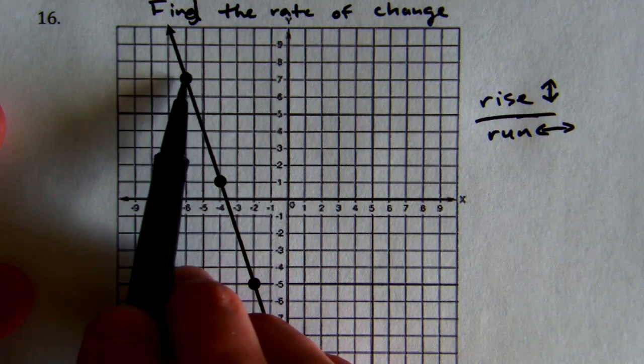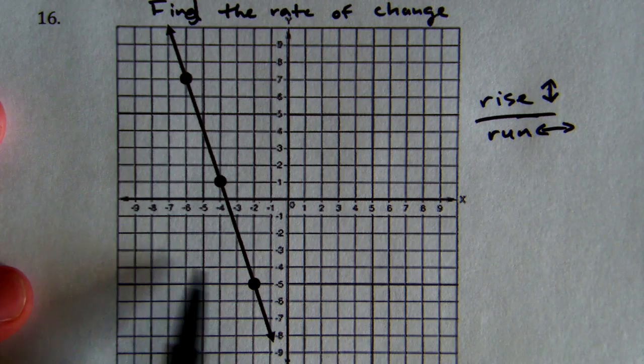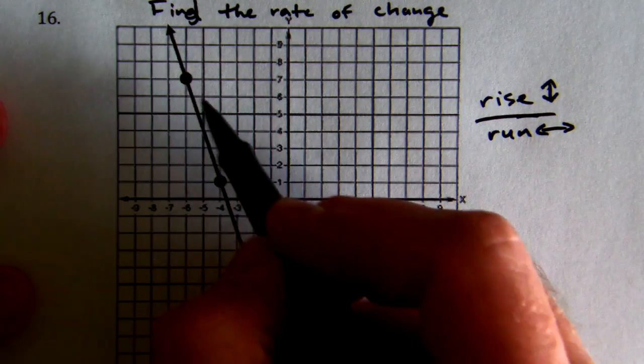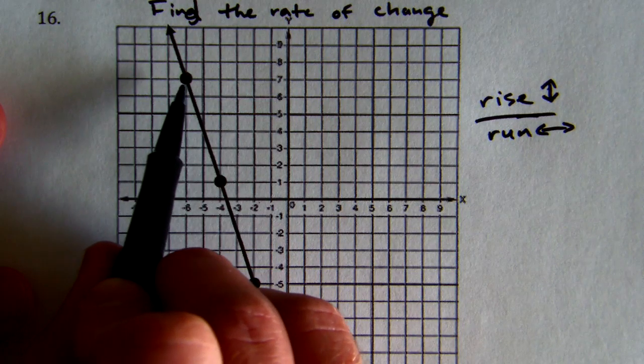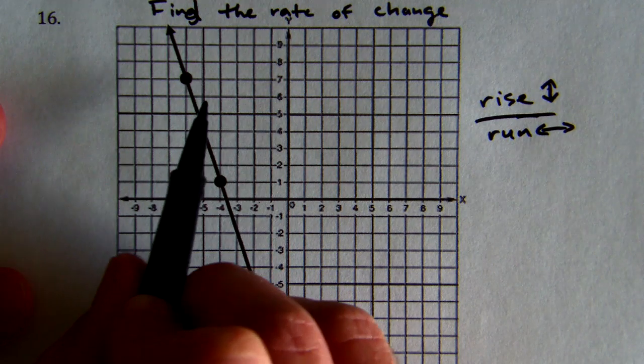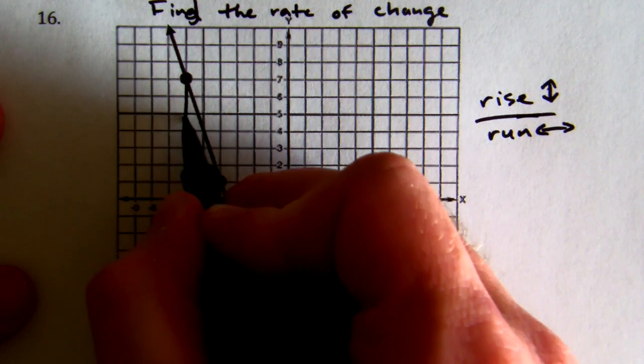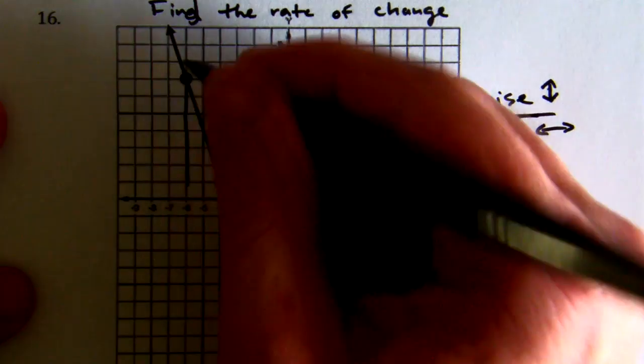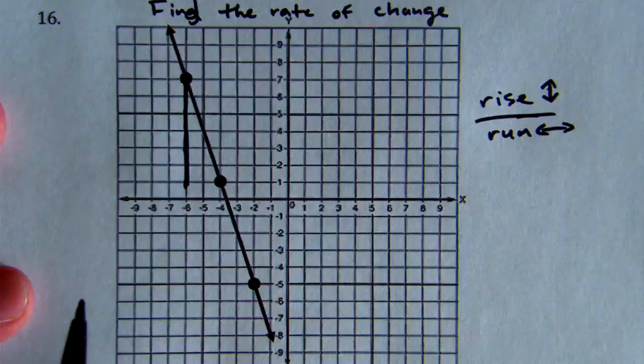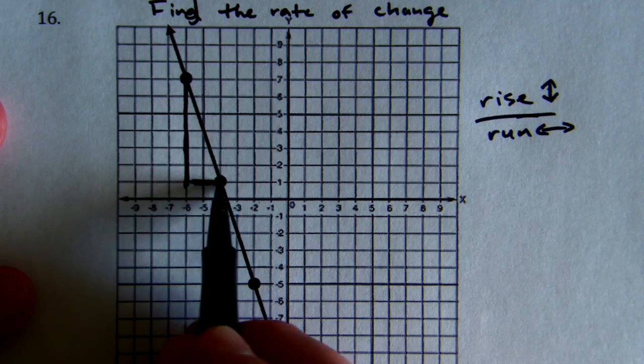I always like to start at the farthest left point. I can pick this one, I can pick this one. It doesn't really matter, but I like to start at the farthest left point. And then I like to get closer to the next point. So I'm going to go down like this until I'm even with that point. Let me make sure you can see the line there. And then I'm going to go over.